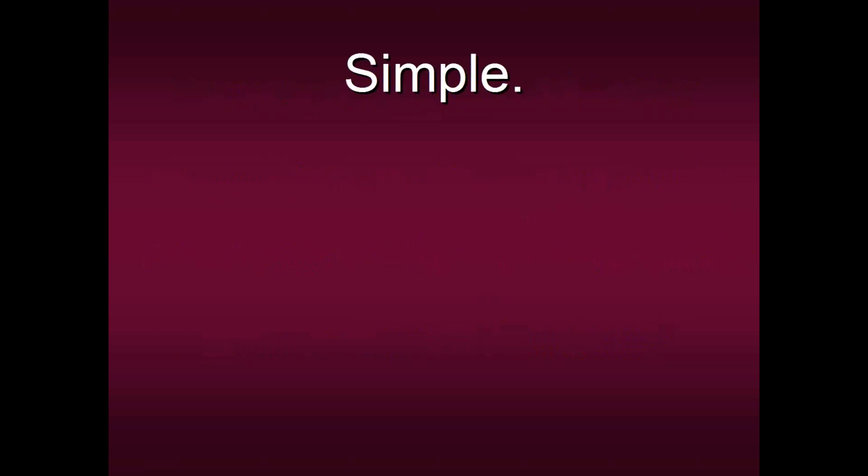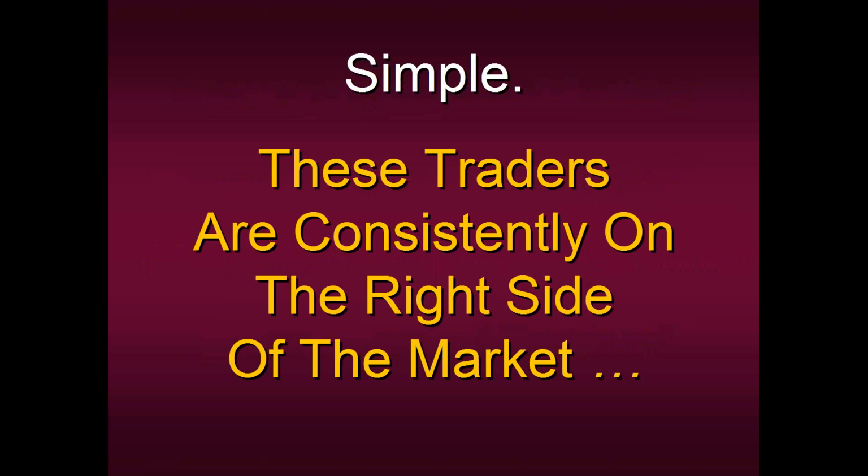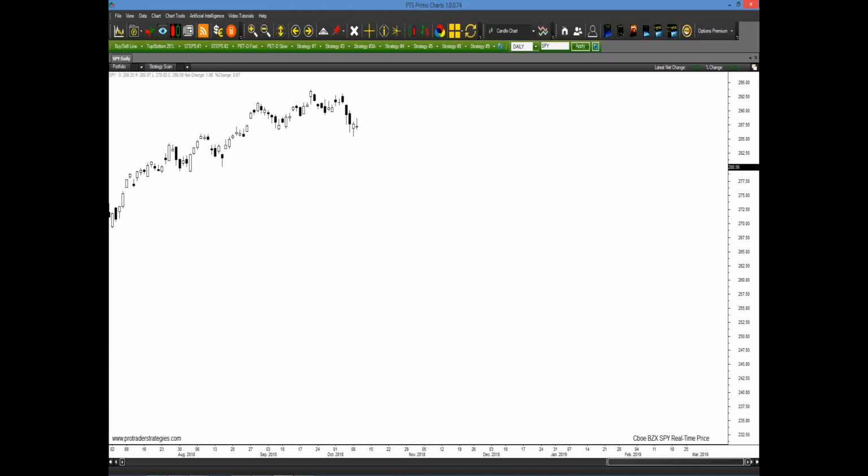Well, it's really not that difficult. In fact, it's rather simple. These traders, this 5%, are consistently on the right side of the market. So that's why it is so important to know the overall trend. They have learned through some simple system or some simple way, technique or indicator, how to be on the right side of the market. So let's look at this example here in the Spiders.